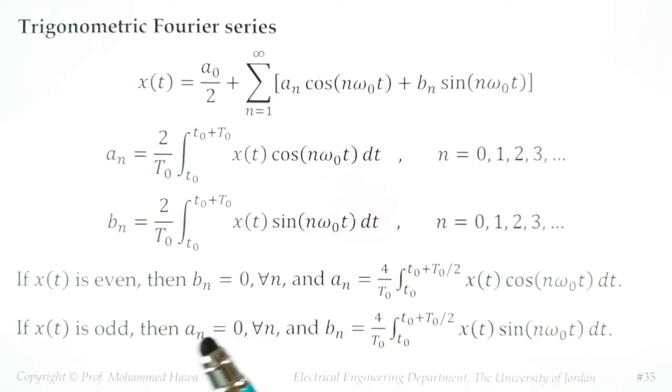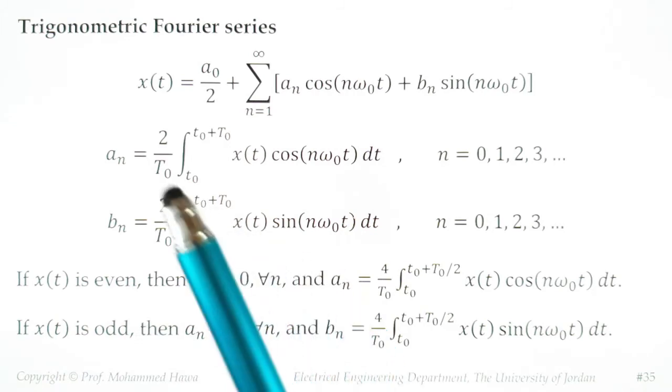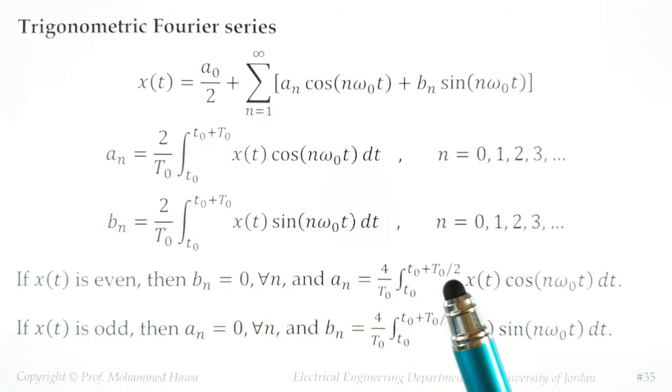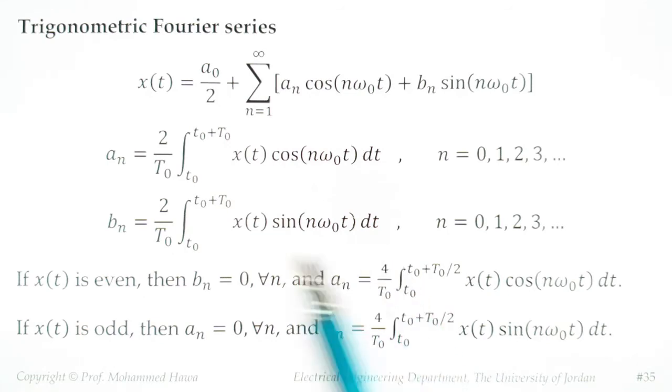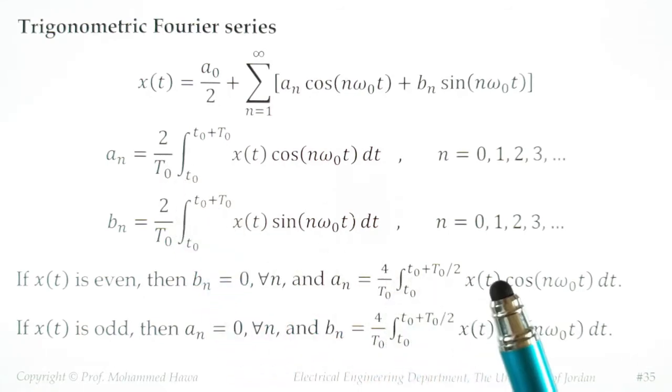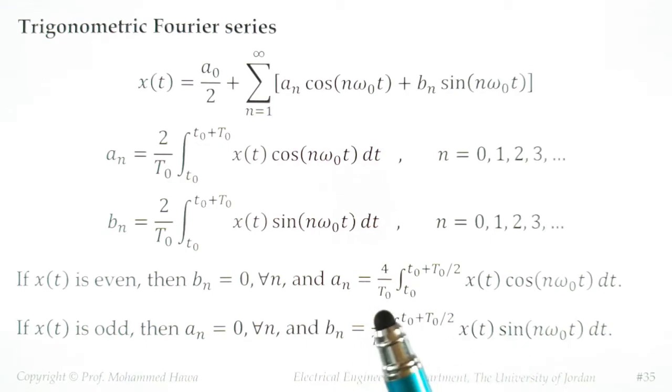The an's were 0. Not only that, if your x of t is even, calculating an doesn't have to be done over 1 full period. You could save time by doing the integral over half period, but you have to multiply by 4 over t naught, not 2 over t naught. Sometimes doing the integral over half a period saves time compared to doing the integral over 1 period. Same thing here. If your x of t is odd and you know an's are 0, bn's on the other hand can be calculated using integral over half period, so long as you remember multiply by 4 over t naught, not 2 over t naught, and also not, of course, 1 over t naught.